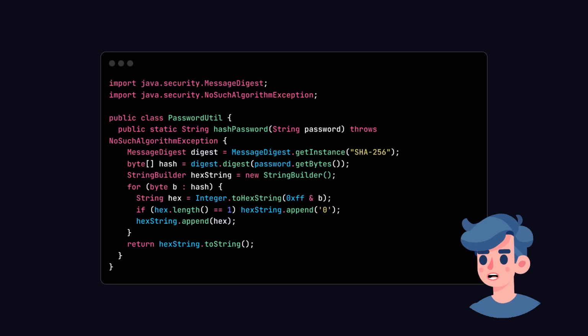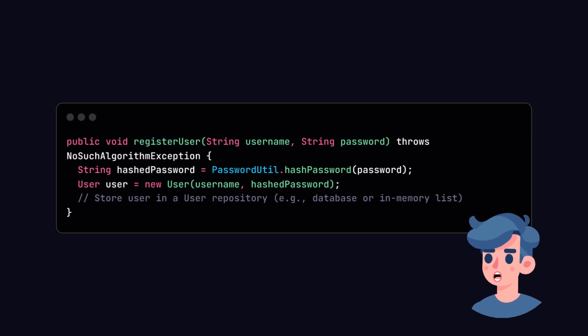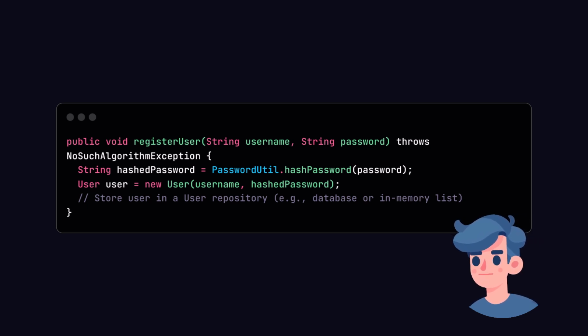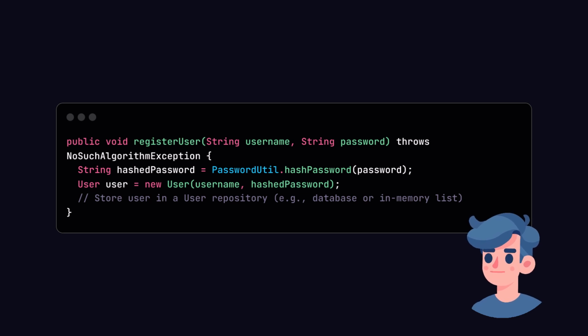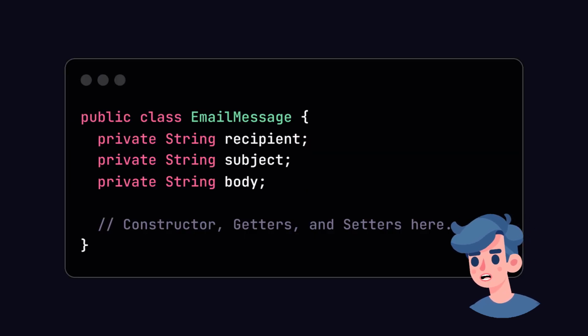Let's create a utility class to handle password operations. Now that we've set up the hashing mechanism, we can create our user registration method. This method will take a username and password, hash the password, create a new user, and store it somewhere. To validate users, we'd create a method that checks the password during login. If the hashed version of the input password matches the stored one, the login is successful. Great! We now have a basic user authentication setup.